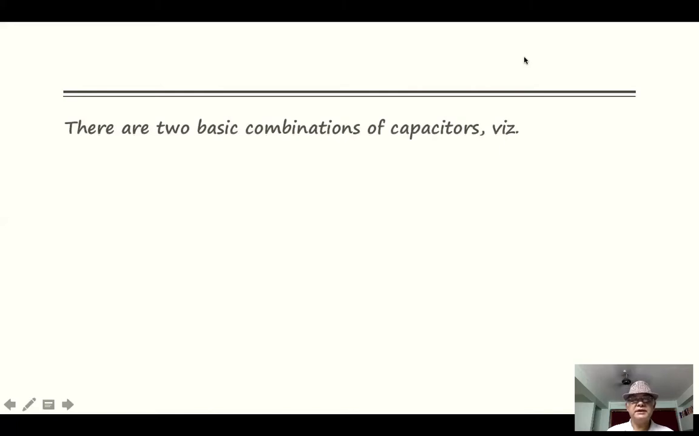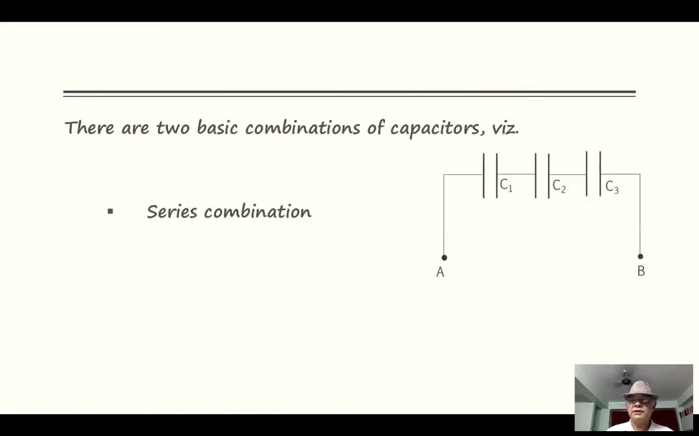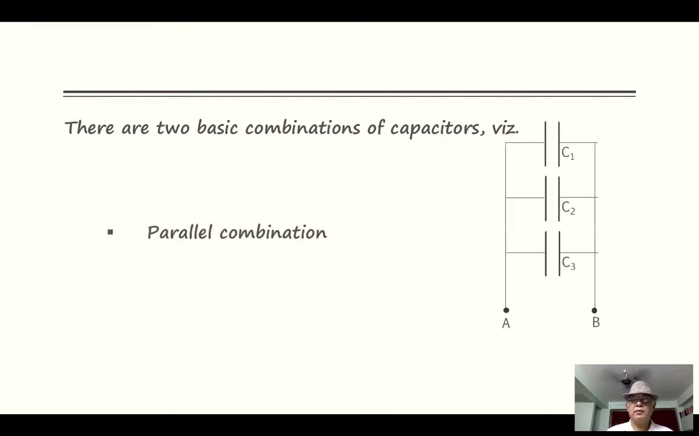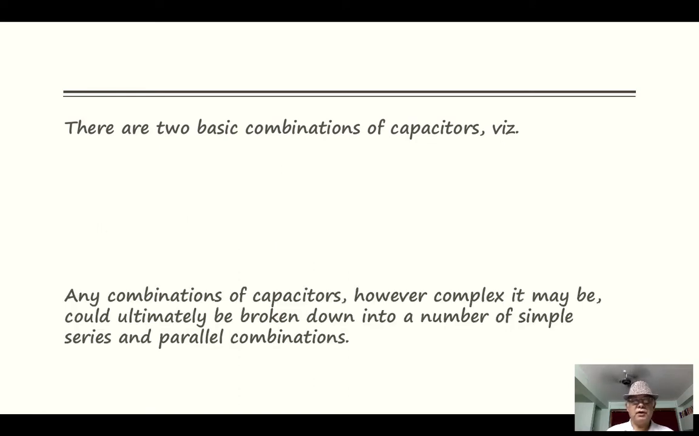There are two basic combinations of capacitors: series combination and parallel combination. Any combination of capacitors, however complex it may be, could ultimately be broken down into a number of simple series and parallel combinations. Series combination of capacitors.